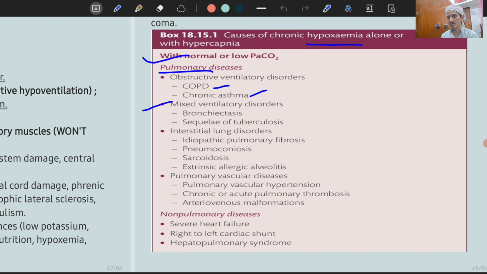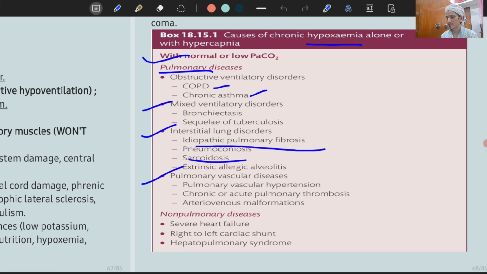Secretions will block the airway. Fibrosis and diffusion disorders will be interstitial lung disease like idiopathic pulmonary fibrosis, pneumoconiosis, sarcoidosis, and allergic alveolitis. This is the most common cause, fibrosis, sarcoidosis also. And then pulmonary vascular disease like pulmonary hypertension, acute or chronic pulmonary thrombosis, and AV malformations.